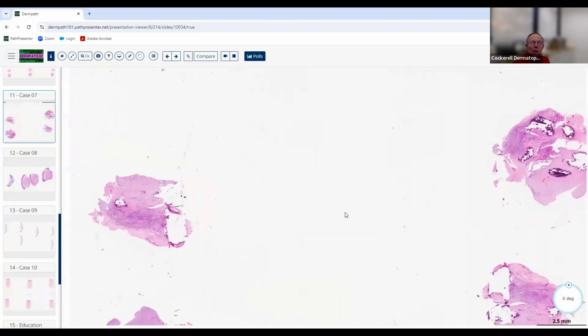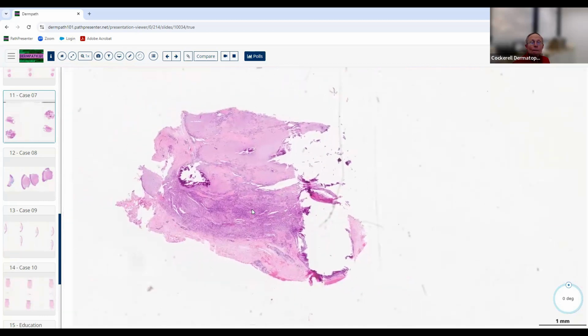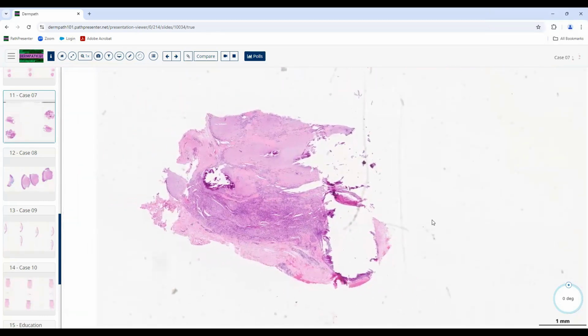Okay, this one's a little less. This is a good example of this entity. I can take this one.